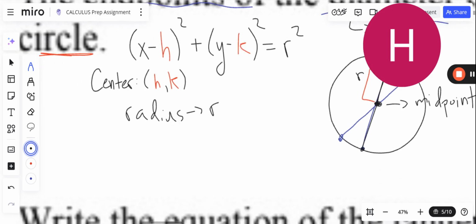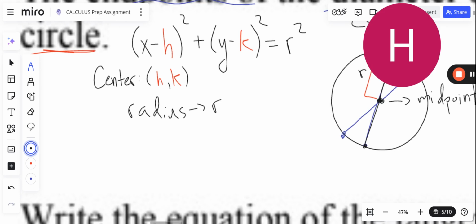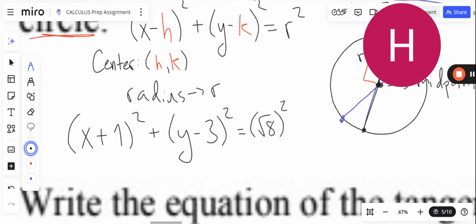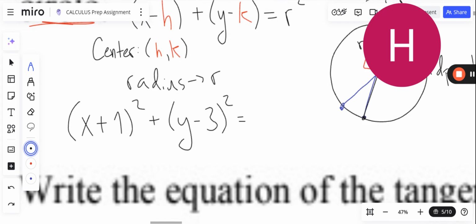So let's write the equation with our information now. So the center location, that's going to be negative 1, comma 3. So this will give us x plus 1 squared plus y minus 3 squared equals, if you really want to, you could put square root of 8 squared so that the radius is very, very clear. But also if you want to, you can just put 8.